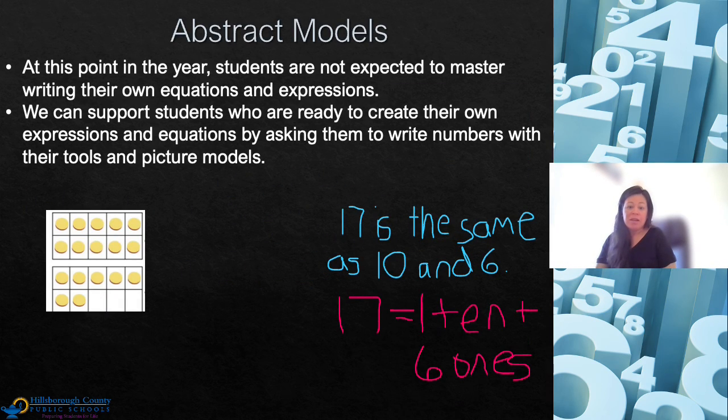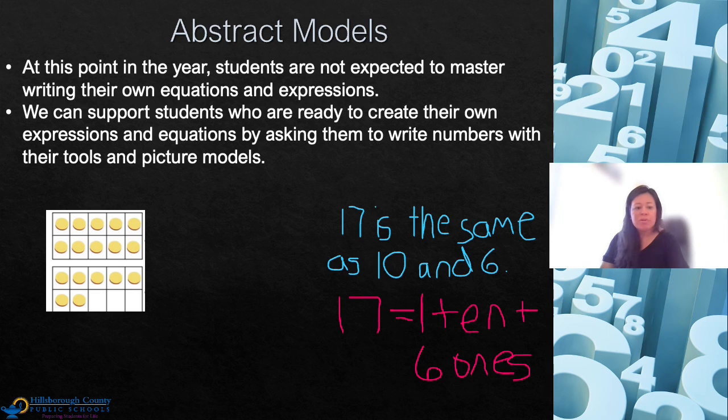And here, finally, we know our ultimate goal is to get students to be representing abstractly with numbers up to 20. At this point in the year, students don't have to write their own equations or expressions. We can support students who are ready to create their own expressions and equations by asking them to write numbers with their tools and picture models. That is perfectly okay, but it's not an expectation that we have of everyone.